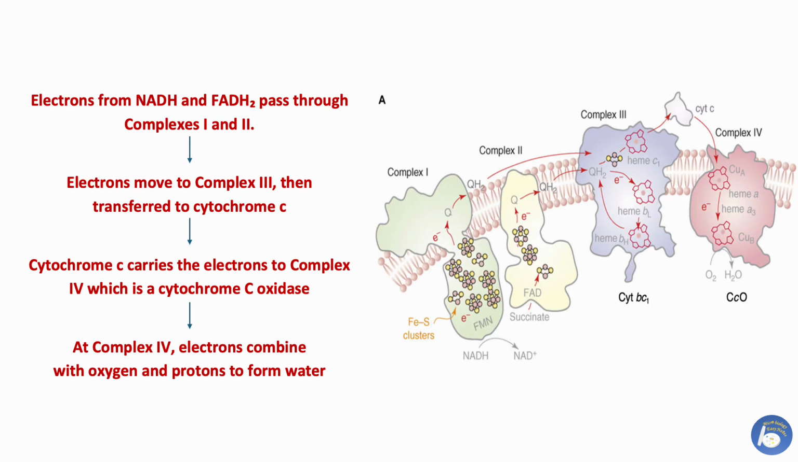What happens in electron transport chain? Electrons from NADH and FADH2 pass through complex 1 and 2. Electrons move to complex 3, then transfer to cytochrome C. Cytochrome C carries the electrons to complex 4, which is a cytochrome C oxidase. At complex 4, electrons combine with oxygen and protons to form water, a crucial step in energy production.